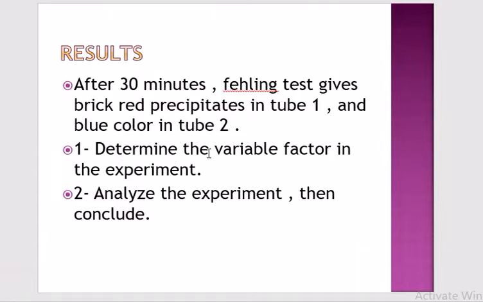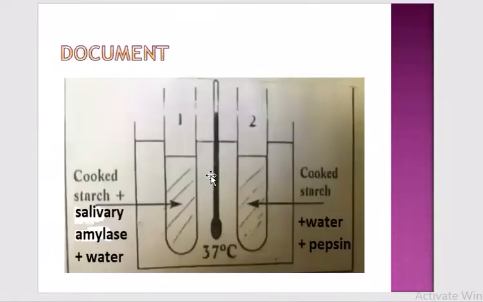Number 1. Determine the variable factor in the experiment. Variable factor يعني العامل المتغير. إذا بيجي أنا على experiment. In tube 1, the substrate is cooked starch. In tube 2, the substrate is cooked starch. They are the same. In tube 1, we have water. In tube 2, we have water.